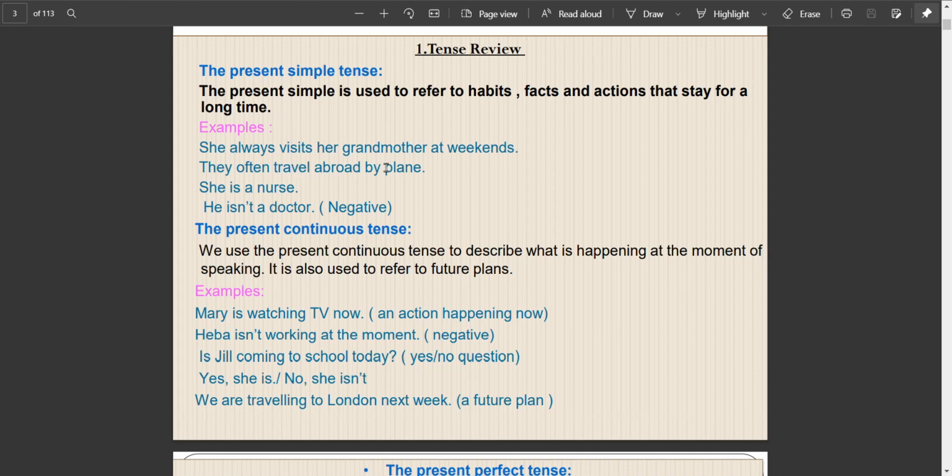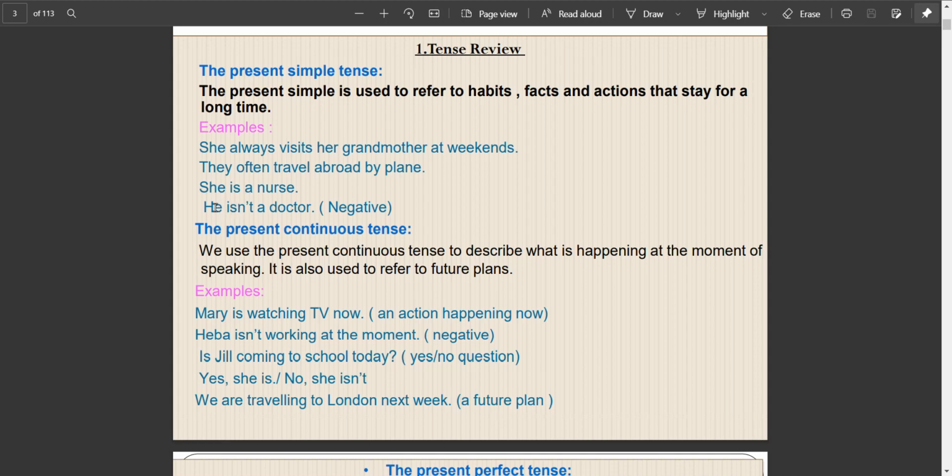They often travel abroad by plane. She's a nurse, he's not a doctor. طبعا لاحظتوا الآن في مثال example number 1, 2, 3. Always هاي عادة. They often travel أيضا عادة. She's a nurse هاي facts حقائق. إذا هاي present simple. Right?